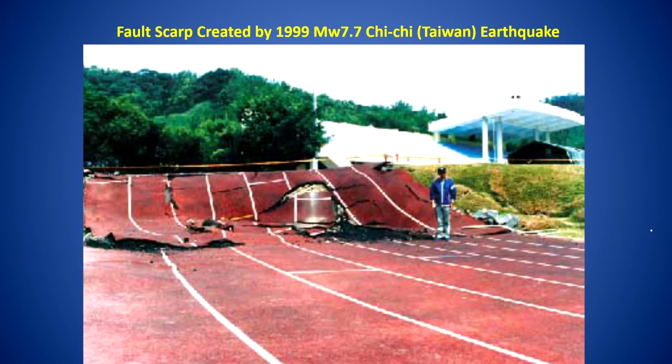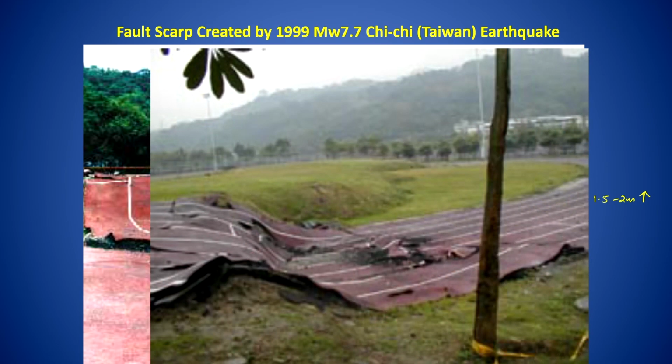So this was from the Chichi earthquake. Again, another photograph of that, almost 1.5 to 2 meter vertical displacement occurred along this. Another photograph of the full fault trace you can see over here. The fault goes like this, and this is your fault scarp.